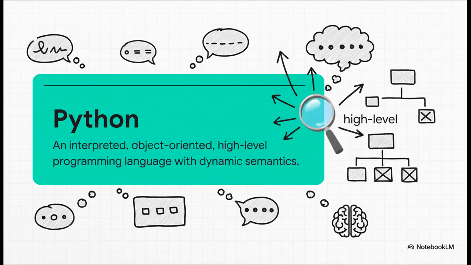Now, here's the formal definition. And yeah, I know it looks a little intense, but let's just break it down real quick. High level just means it's designed to be easy for us, for humans, to read. It uses words we get, not a bunch of ones and zeros. Interpreted means the computer checks your code line by line as it goes, which makes spotting mistakes way easier. And object-oriented is just a smart way to organize your code to keep things tidy. So bottom line, all these fancy terms just mean Python is both powerful and super friendly for beginners.